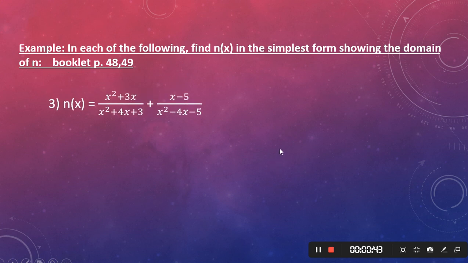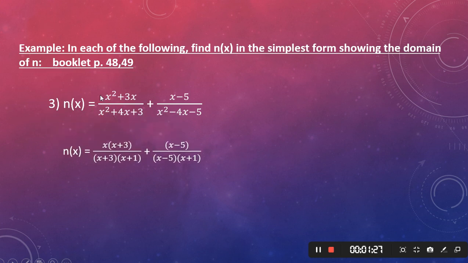So we'll start directly with example number 3, page 48. n of x equals (x squared plus 3x) over (x squared plus 4x plus 3), plus (x minus 5) over (x squared minus 4x minus 5). First, we are asked to find the domain. So I have, number 1, to factorize the numerator and the denominator in each of the two fractions. Then find the domain, and the last step is to add the two fractions.